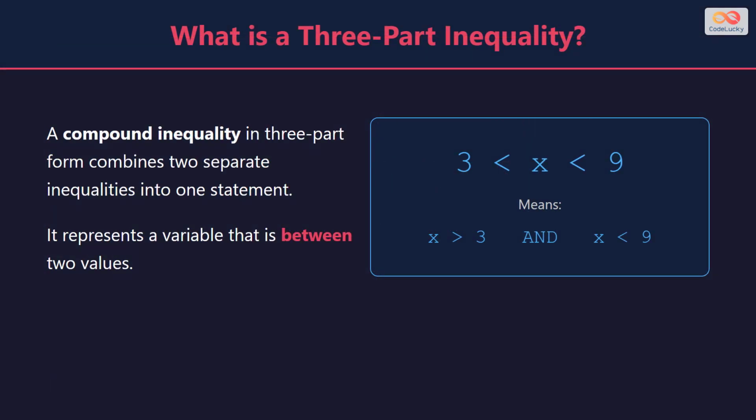So, what exactly is a three-part inequality? It is essentially a shorthand way of writing two separate inequalities at once. When we write 3 is less than x, which is less than 9, we are saying that x is greater than 3, and at the same time, x is less than 9. The value of x falls strictly between these two numbers.